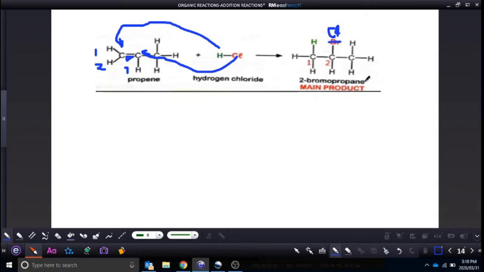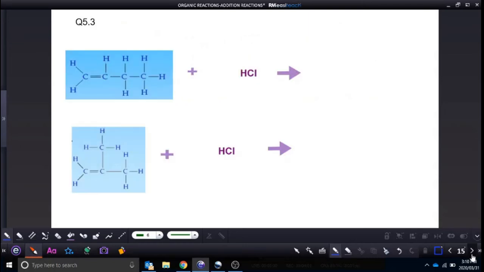Okay, please ignore the rest of the name. So that's very important. Okay, so now let's use Markovnikov's rule and let's apply it.